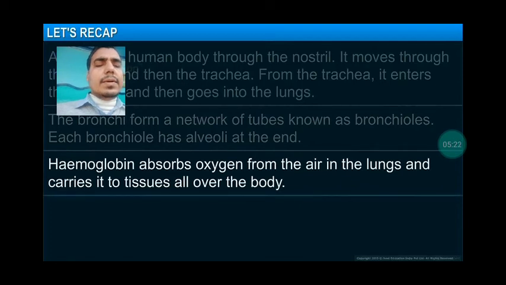Hemoglobin absorbs oxygen from the air in the lungs and carries it to tissues all over the body.